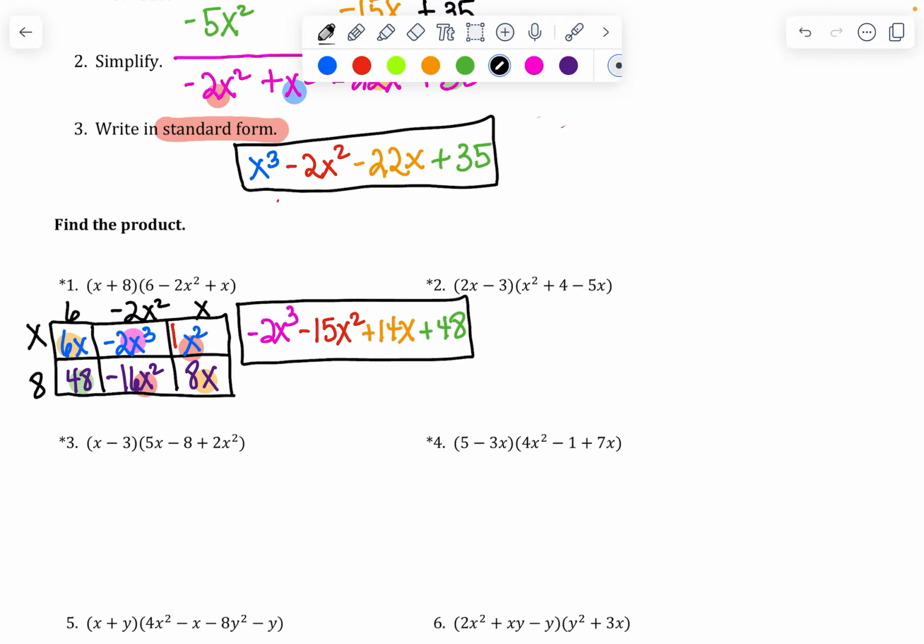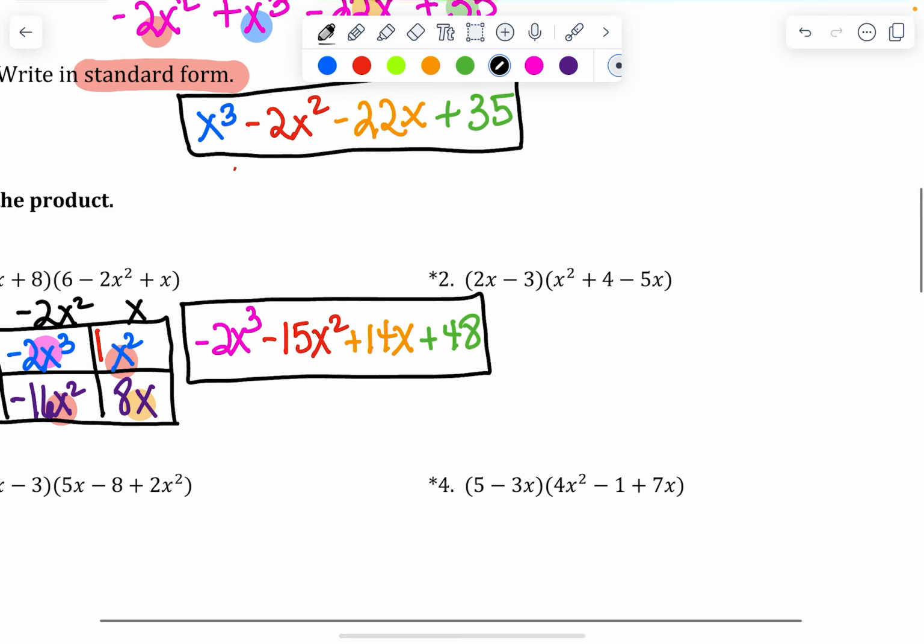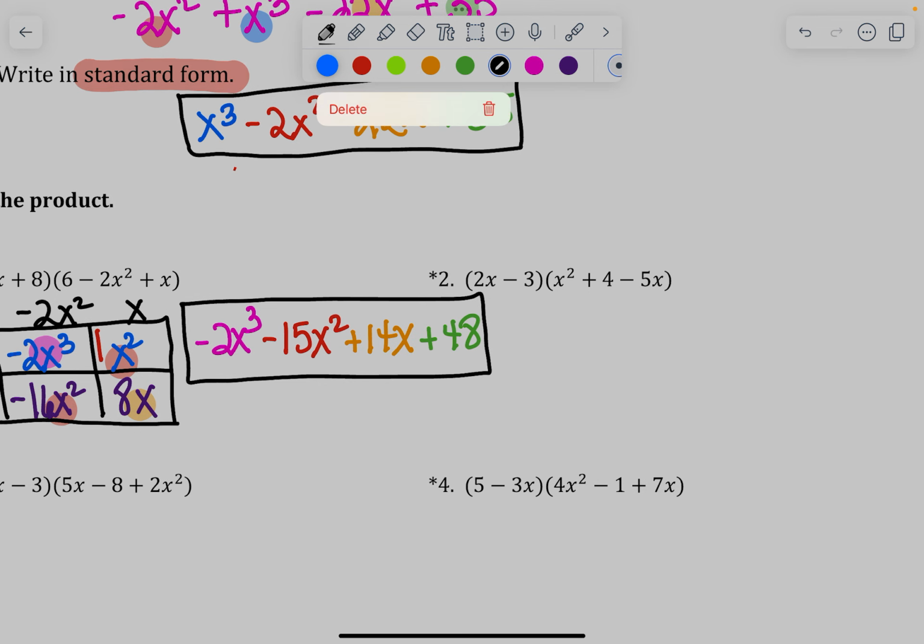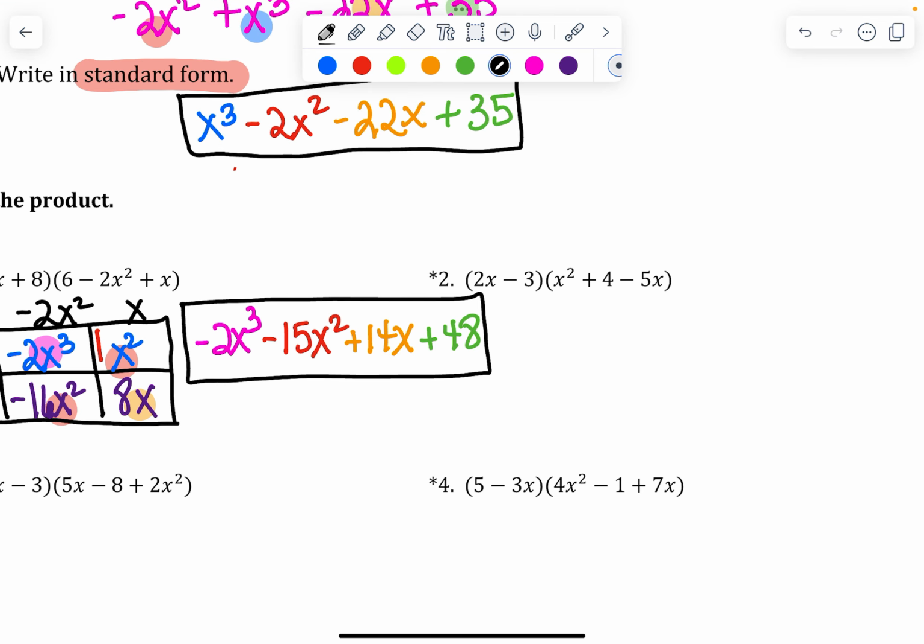So number 2, I'm going to do it distributing. Like I said, you do the way you like best. I'm just going to do this one this way. So show the different ways you can do it. 2x times x squared is 2x to the third. 2x times 4 is 8x.